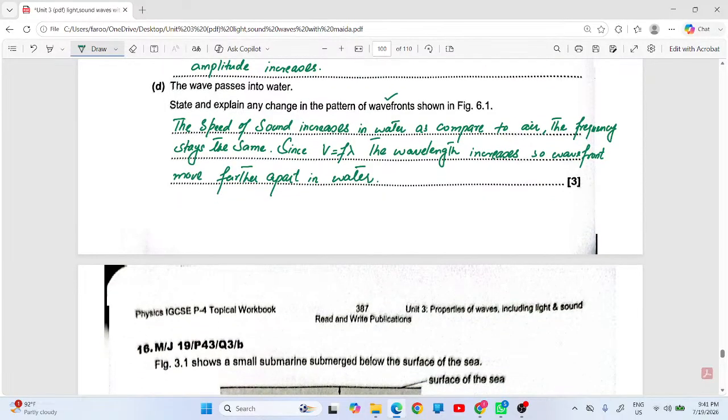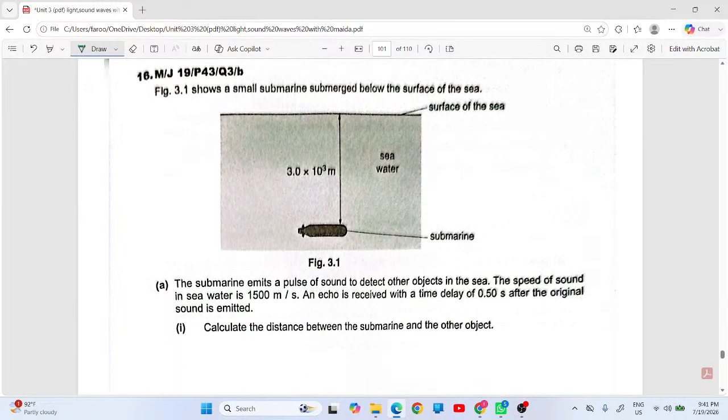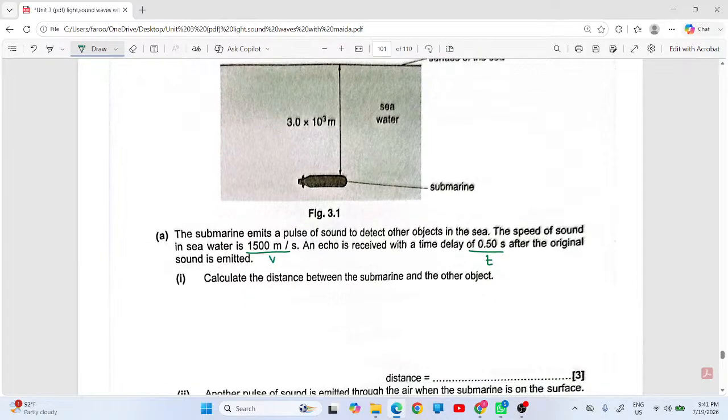Okay, next is question number 6. Figure 3.1 shows a small submarine submerged below the surface. The depth is given. The submarine emits a pulse of sound to detect an object in the sea. Speed of the sound is 1500 meters per second. The echo is received after a time delay after the original sound is emitted. Calculate the distance of the object from the submarine.